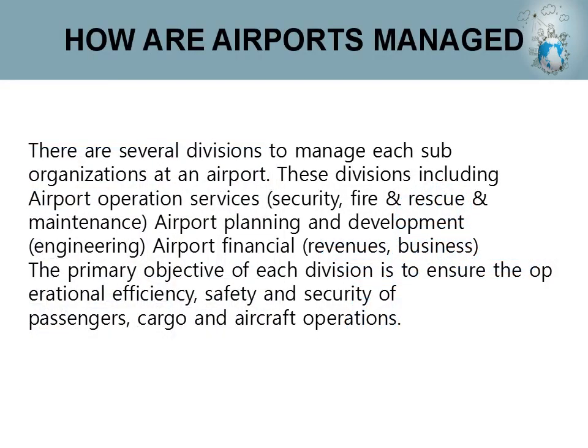There are several divisions to manage each sub-organization at an airport. These divisions include Airport Operation Services, Security, Fire and Rescue and Maintenance, Airport Planning and Development, Engineering, Airport Financial, Revenues, and Business. The primary objective of each division is to ensure the operational efficiency, safety and security of passengers, cargo and aircraft operations.